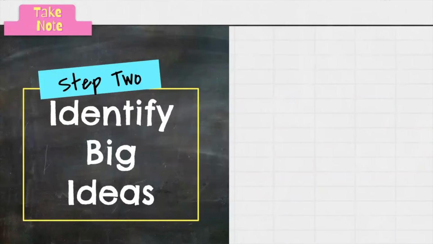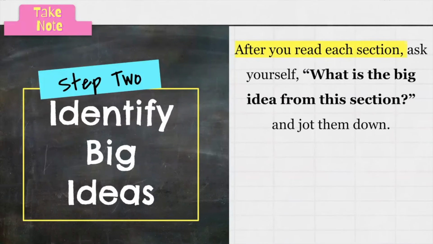Step 2, you're going to identify the big ideas. So if your article is broken into sections, after each section, you will ask yourself, what is the big idea from this section? Why did the author write this? What do they want me to learn from this section? And then you're going to jot that down next to it. So if you actually have an article on paper, then you can jot it down. Or if you're reading something on a screen, you can read it and then just keep notes on a sheet of scratch paper.